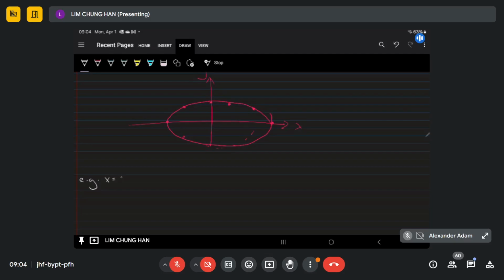So x equals sine t, y equals sine 2t. The interval is 0 to 2 pi. So in this case, I replace theta with t, but it's still the same. It's trigonometry. So t goes from 0 to 2 pi.